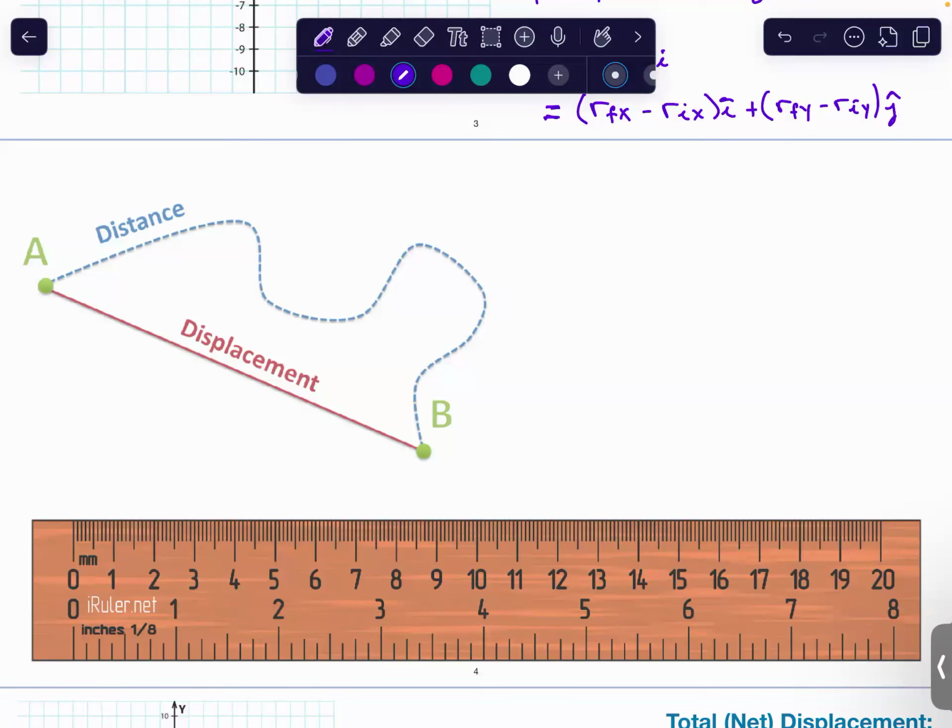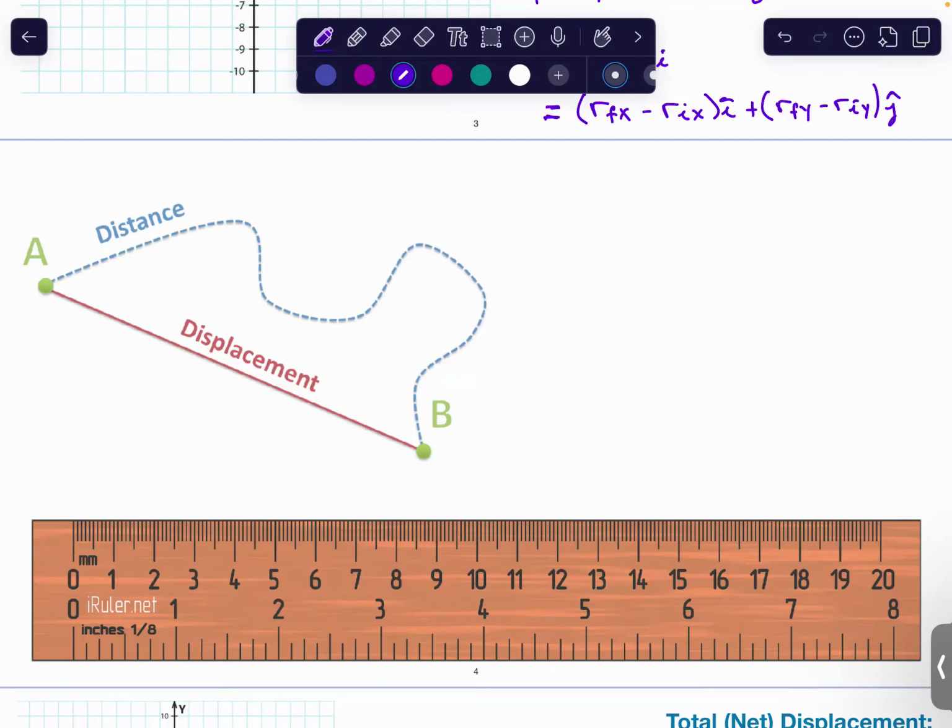Distance does depend on the path you took. That's why you could walk for 8 hours and end up with a displacement of 0. So now for a lot of the problems you solve, this can get a lot easier.